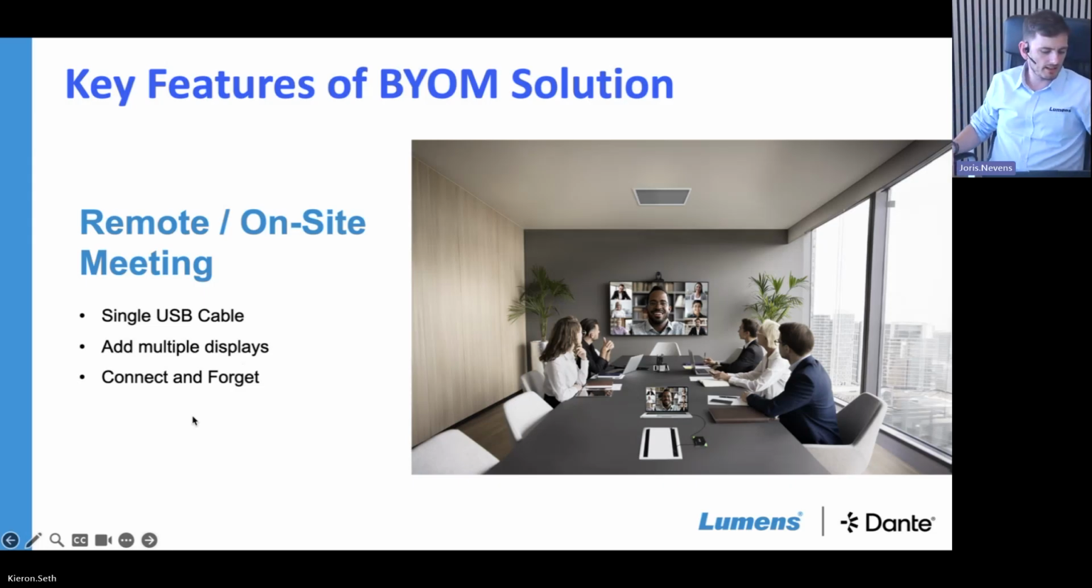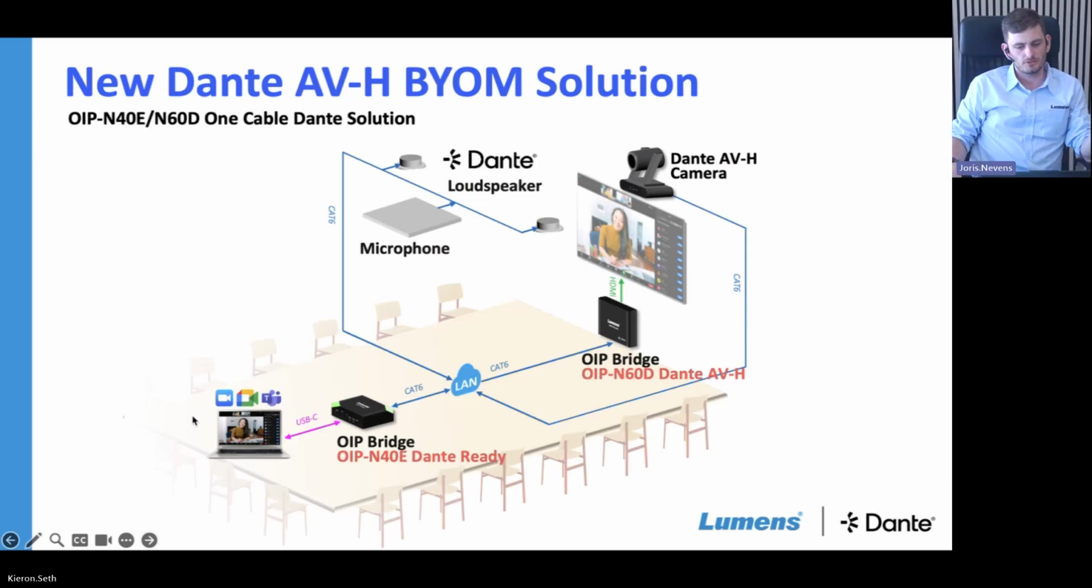And basically, again, we connect and we forget what we're doing, because while connecting the single cable, we will be able to share our content onto the screens, but at the same time, taking advantage of the high-end Dante microphone that is in the room, high-end Dante speakers or DSP that are in the room, just by clicking in or connecting one single cable. So how do we do that?